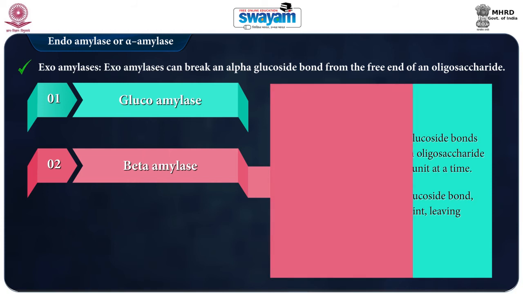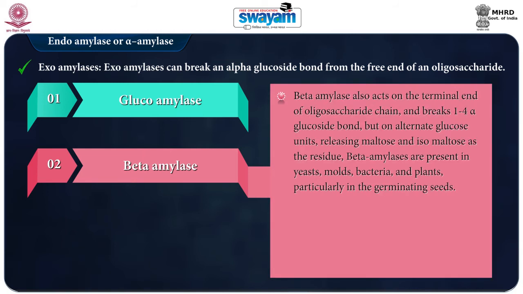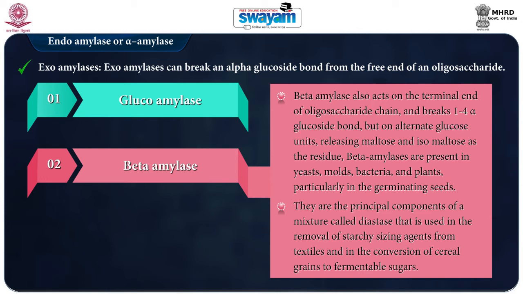Second type is beta amylase. Beta amylases also act on the terminal end of the oligosaccharide chain and break the 1,4-alpha glucoside bond, but at an alternate glucose unit, thus releasing maltose and isomaltose as the residues. Beta amylases are present in yeast, molds, bacteria and plants, particularly in germinating seeds. They are the principal component of a mixture called diastase, that is used in the removal of starchy sizing agents from textile and also in the conversion of cereal grains to fermentable sugars.